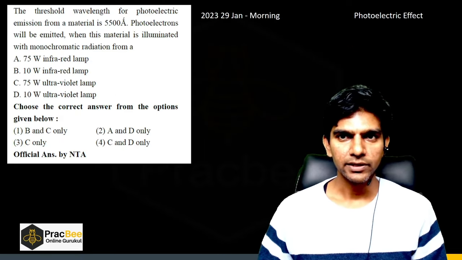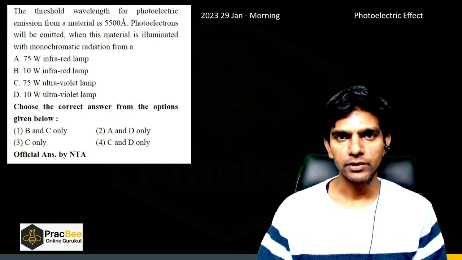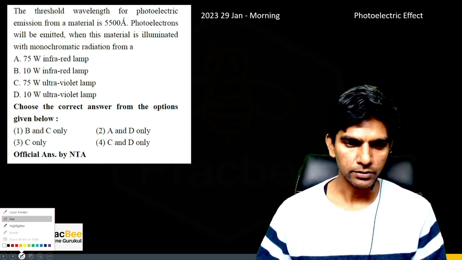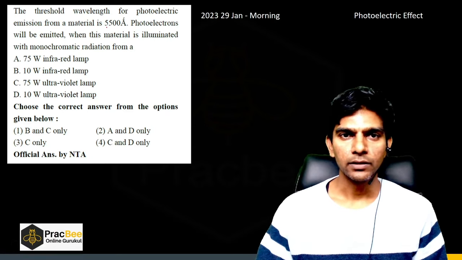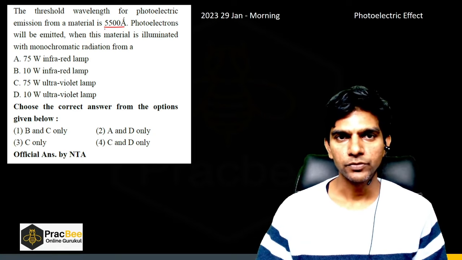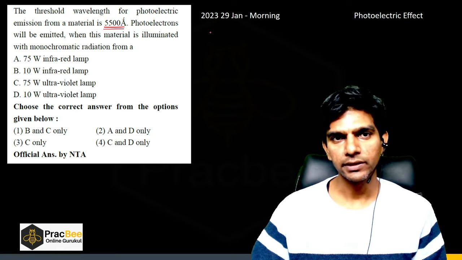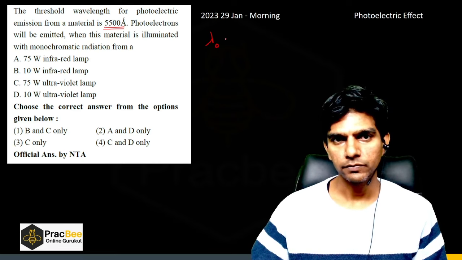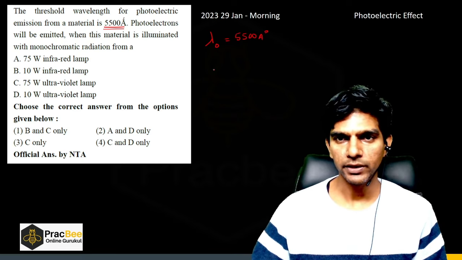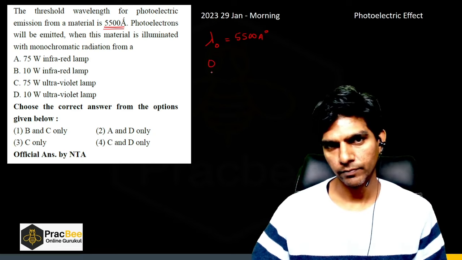Okay, right. So now let us see the next illustration. The threshold wavelength for the photoelectric emission from a material is 5500 angstrom. So basically the threshold wavelength is given, that is 5500 angstrom. So from here we can find the work function.